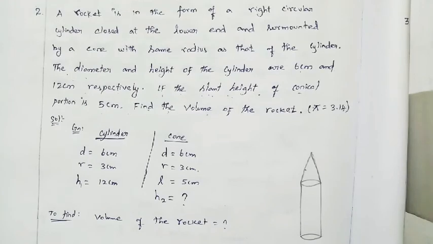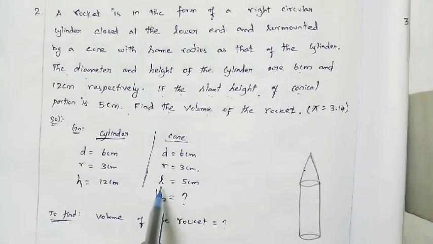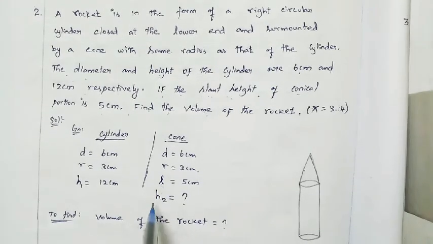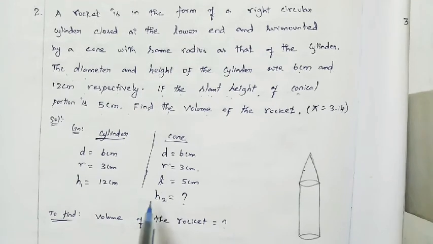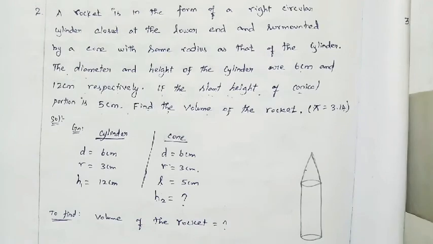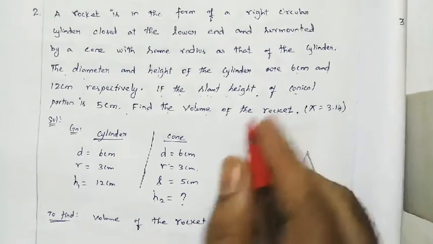See, we already know that if we know the slant height, L square is equal to h square plus r square, right? We know L square, r square. Just simplify, we'll get the h square. After taking square root, we'll get the h value, right? Shall I simplify? So first I'm going to find the h, the height of the cone, h2.